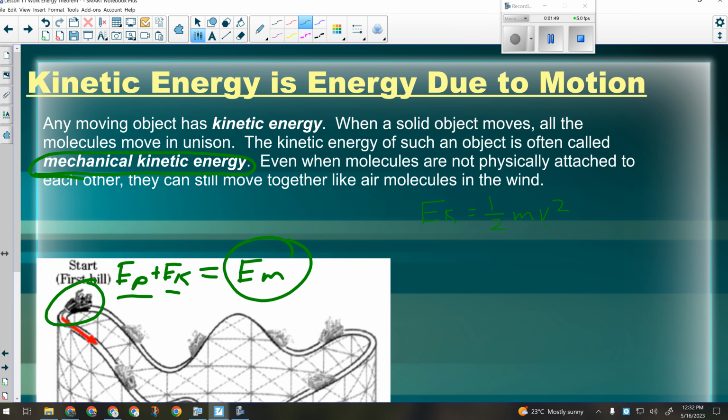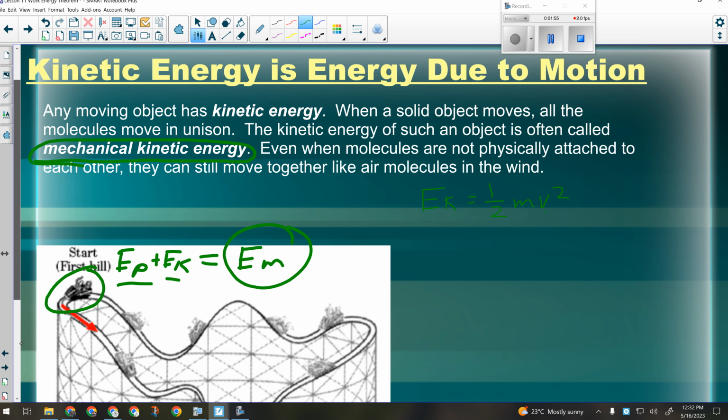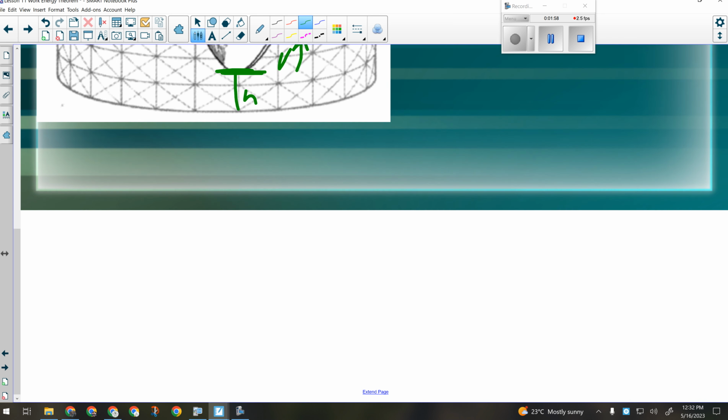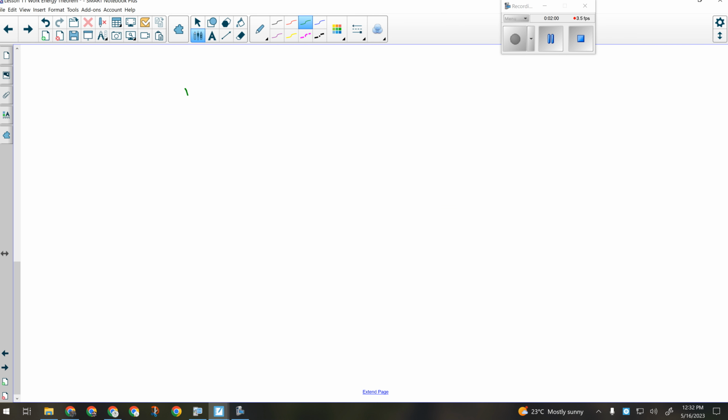So, here's what we need to know. According to the work energy theorem that we covered yesterday, any change in energy is going to require work. If I'm in motion and I want to stop, the only way I can stop is to get rid of my kinetic energy.